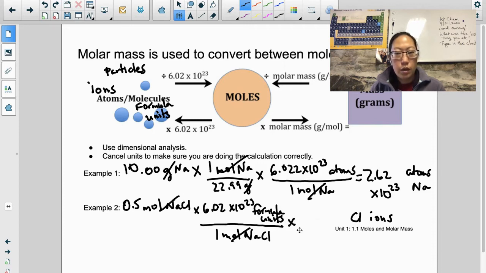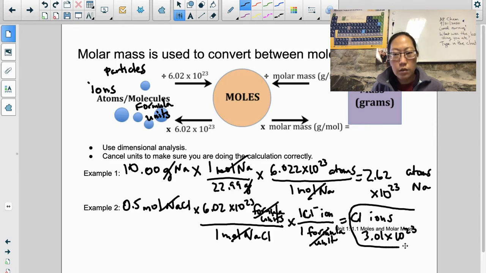And then if I multiply here, I can see from my formula that I have 1 Cl ion for every 1 formula unit. So I can cancel that, and that will give me the number of Cl ions. So that's half of Avogadro's number. That would be 3.01 times 10 to the 23. Okay, and that's how.